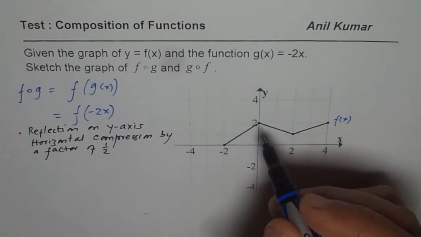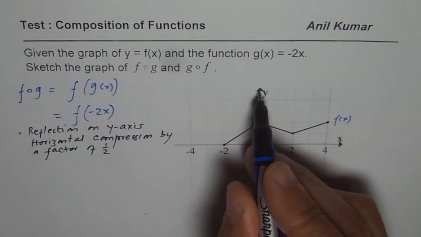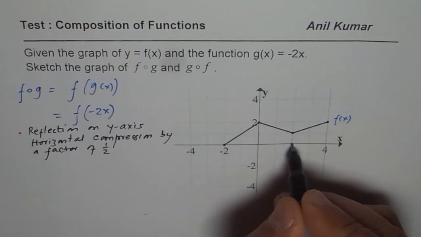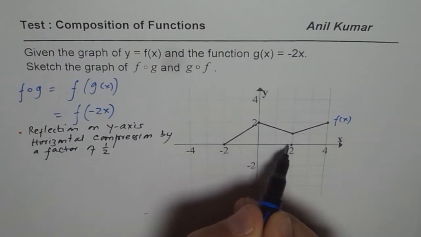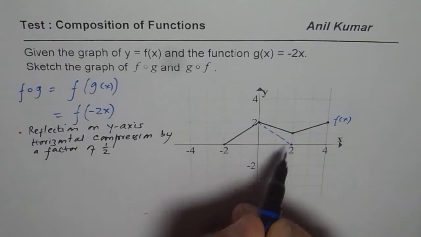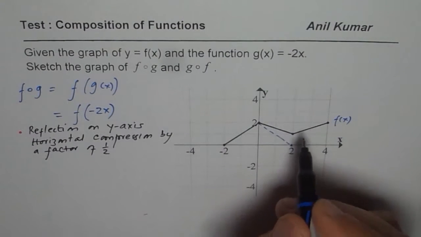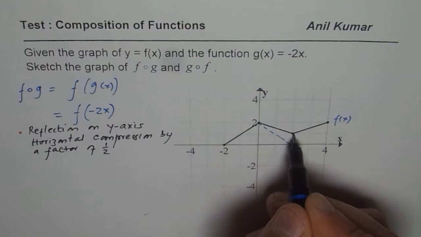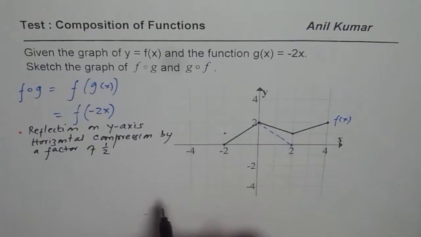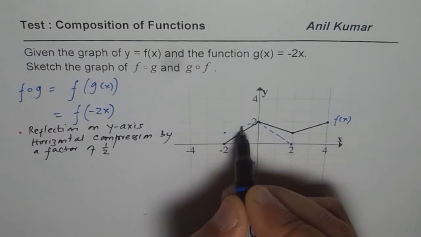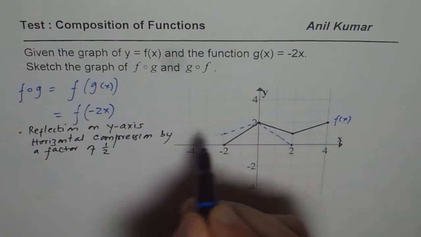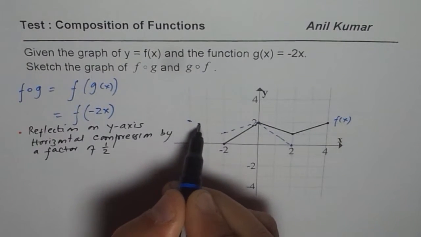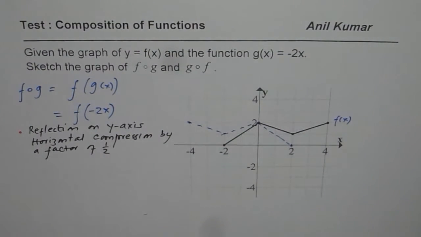So let's do it in two steps. First, let's reflect each point on the y-axis. So minus 2 will go to plus 2, and this will remain there itself. So let me join them first. So I'm doing this first step, okay? And then this point, which is at 2, will now appear at minus 2, correct? So from here, we have going like this. This one is at 4, will now appear at minus 4, so we'll go there. So that is the reflection on y-axis. So the whole graph is reflected on y-axis.